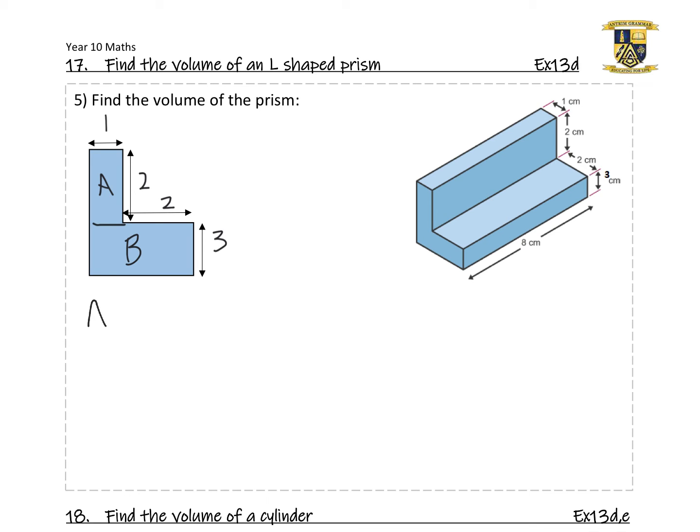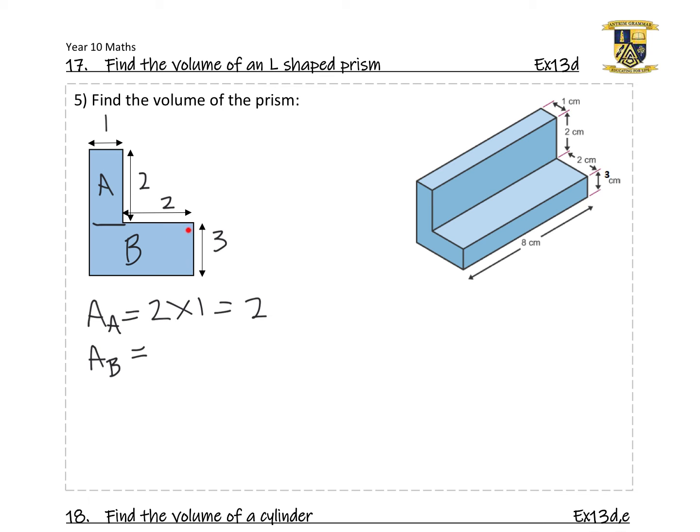We then find the area of A. And the dimensions of that rectangle are 2 by 1. So it'll have an area of 2. And then the area of B.